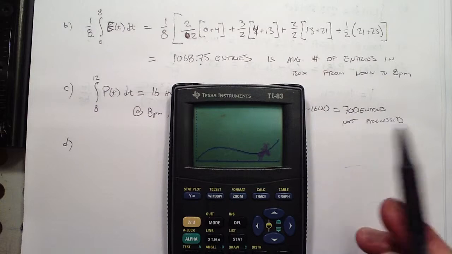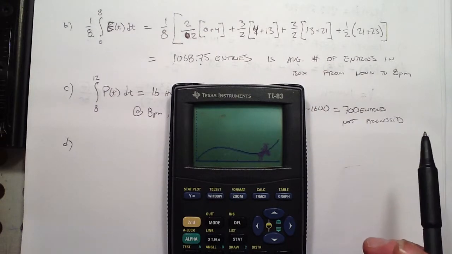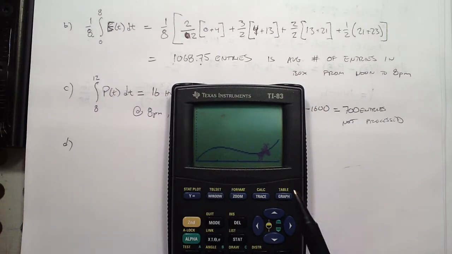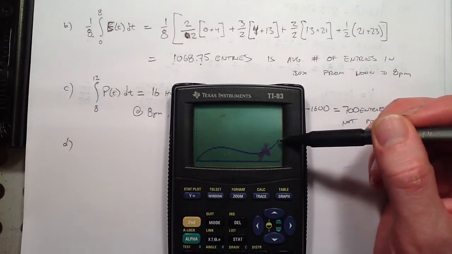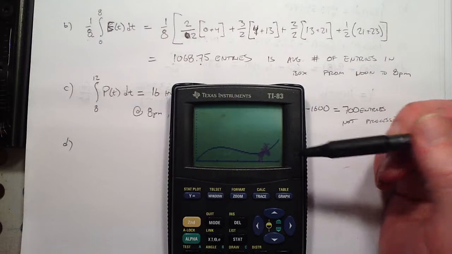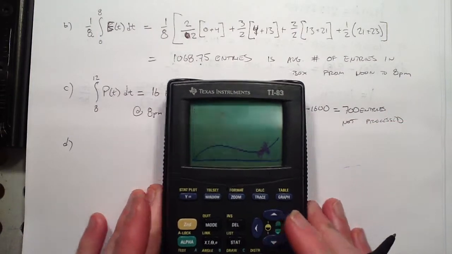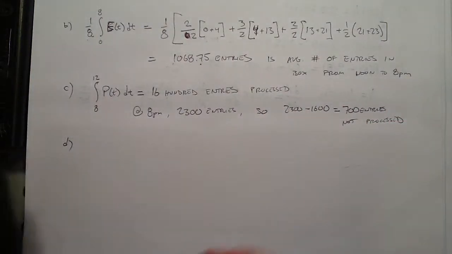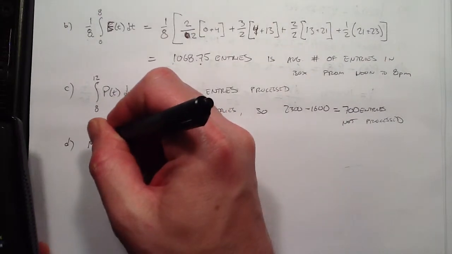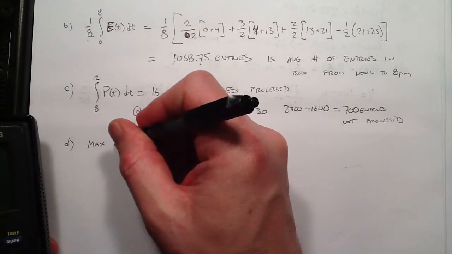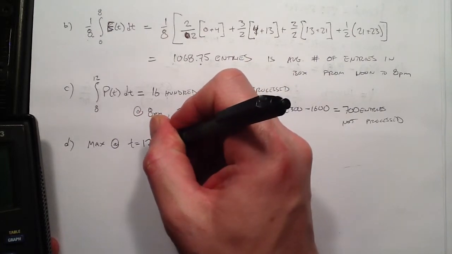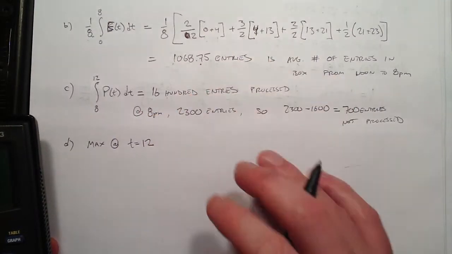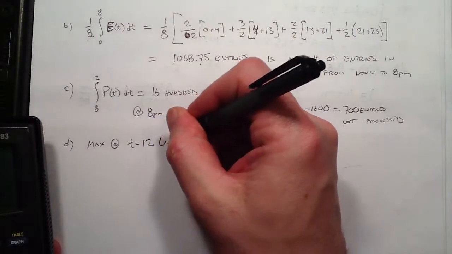Oh, that's because this is in hundreds of entries. That's right. I'm actually thinking about the scale of the real numbers. But so in this window, there's the maximum. It's at 12, right? So we have maximum at t equals 12, which is midnight.